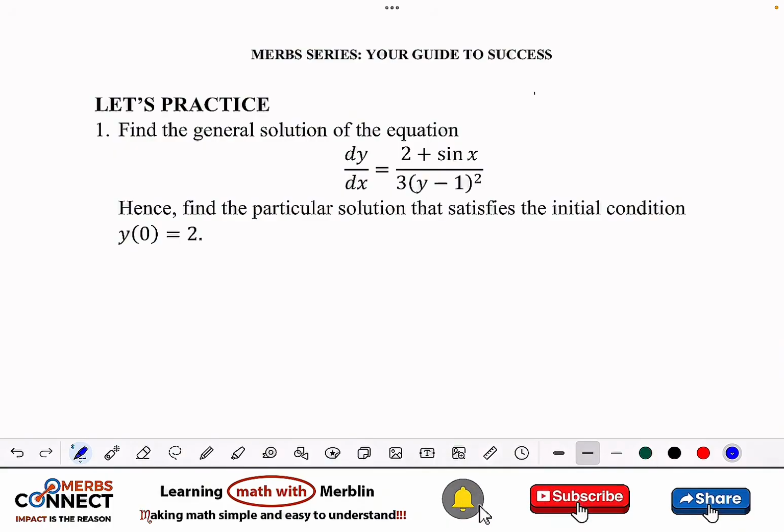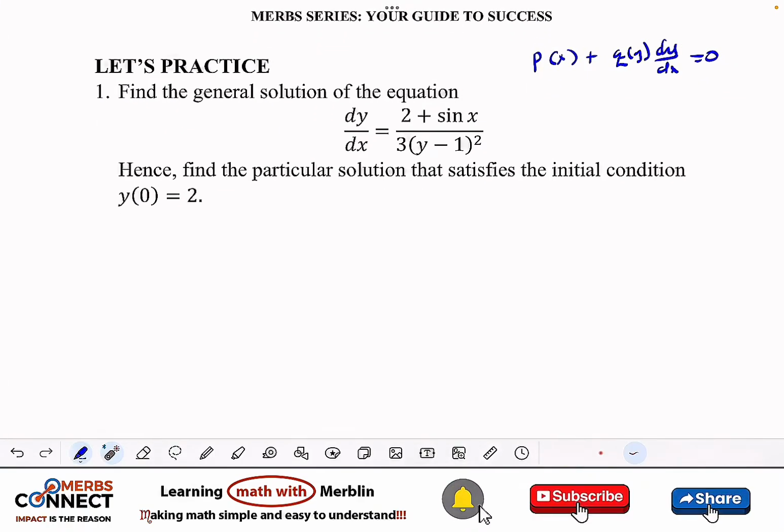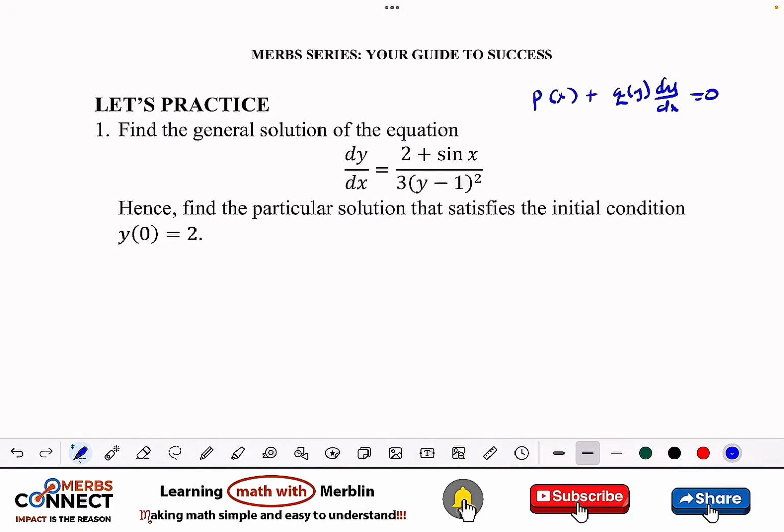So for it to be separable, we need to write it in this form: P of x plus k of y dy over dx is equal to 0. So let's do that. Now I have dy over dx, which is equal to 2 plus sine x divided by (3y plus 1) squared.